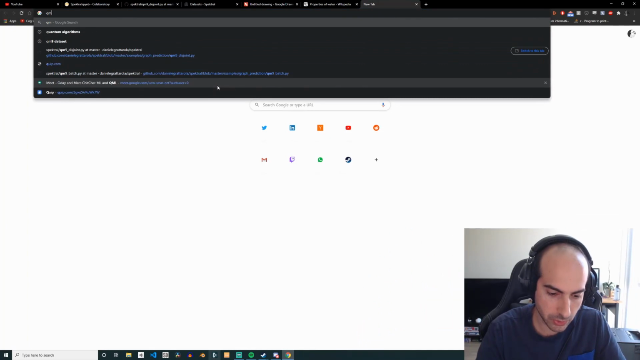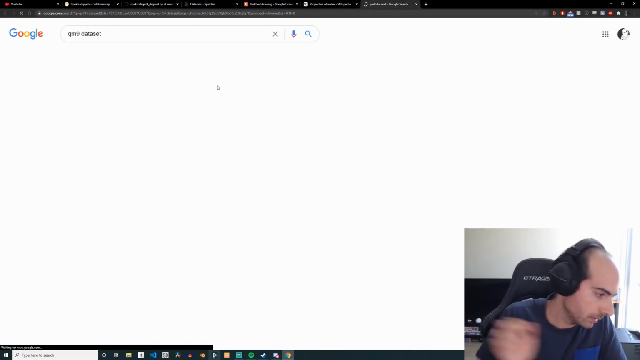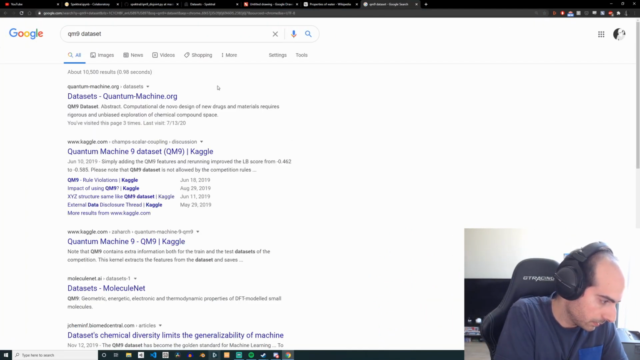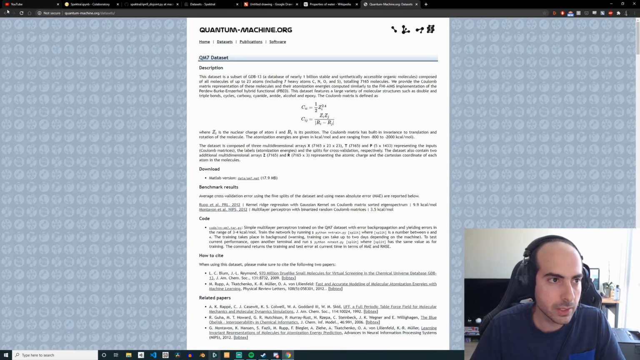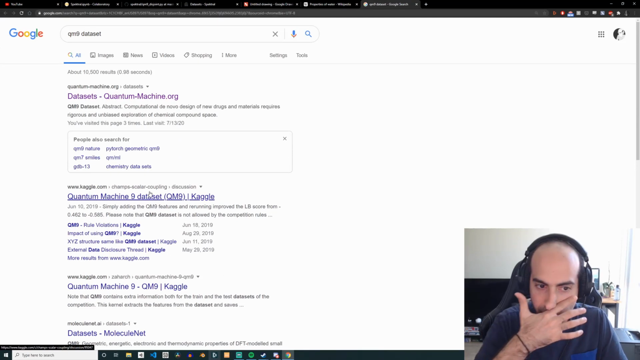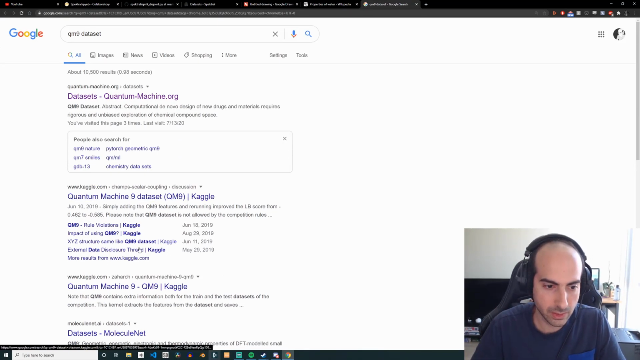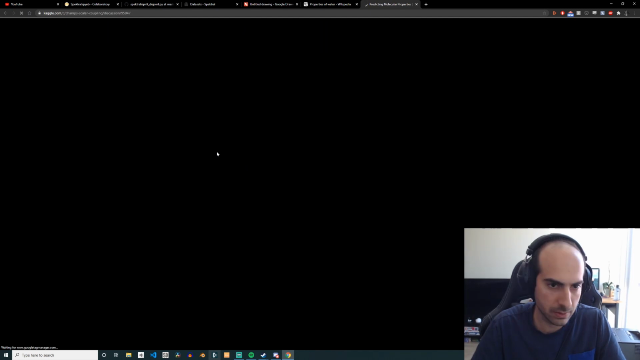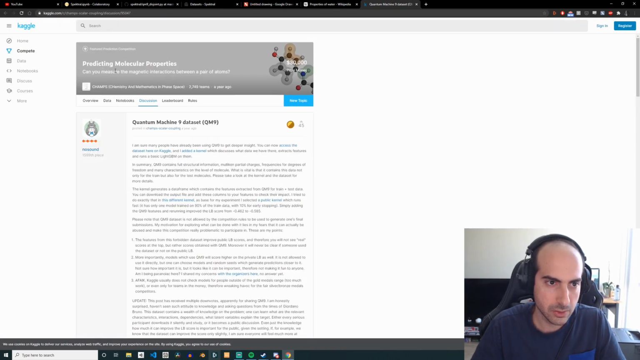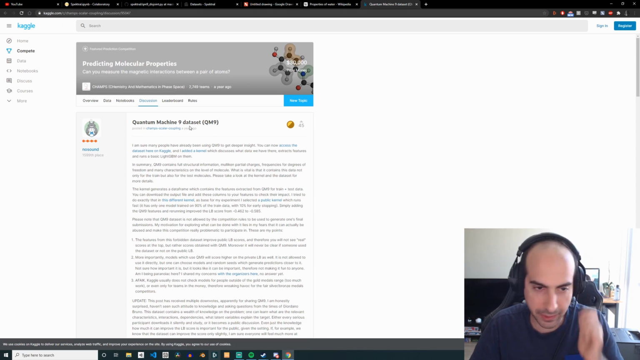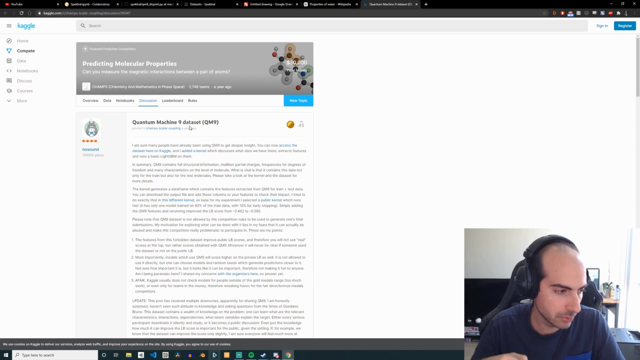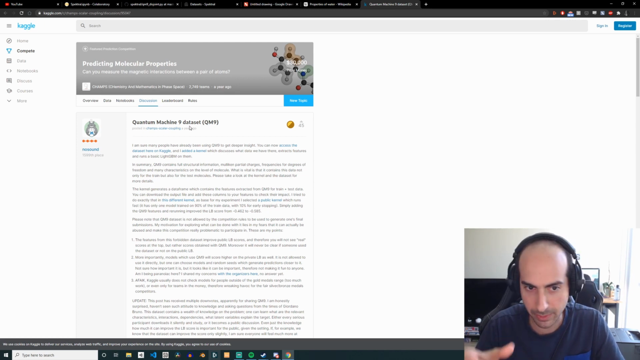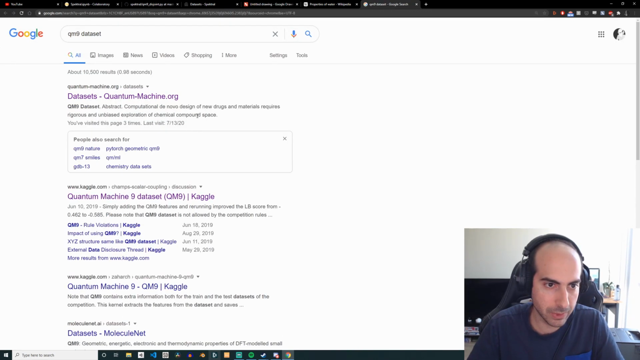Let me just show you this data set, the QM9 data set. Oh, it's on Kaggle. Okay, great. I'll show it to you here. Scalar coupling. What are these guys doing? Can you measure the magnetic interactions between pairs of atoms? So that could be one supervised learning task: you're given pairs of molecules and you're tasked with finding what is the magnetic coupling between them. That's just one problem formulation.